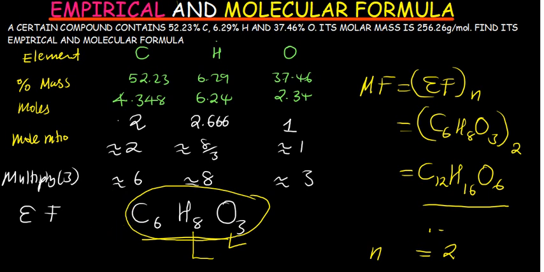Now, this molar mass that has been given is the molar mass of the actual compound, but we don't know the compound. That is why we've been given this one. And then the empirical formula mass is also molar mass, but for the empirical formula. So that's the difference.